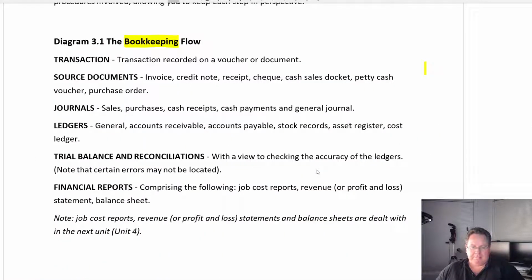So we're going to get through each of those steps, and we're going to work our way through. The next thing we're going to have a look at now is the ledger accounts, and we're going to say, okay, what's actually involved in these ledgers? What are these accounts? What's a profit and loss, and what's a balance sheet?